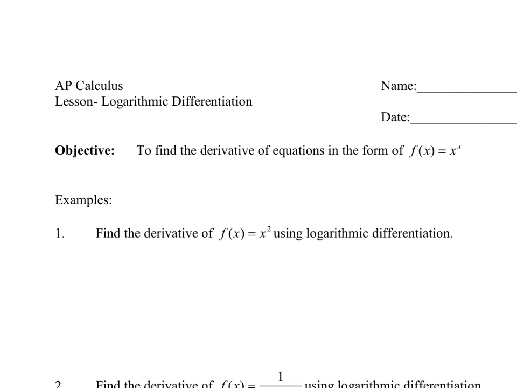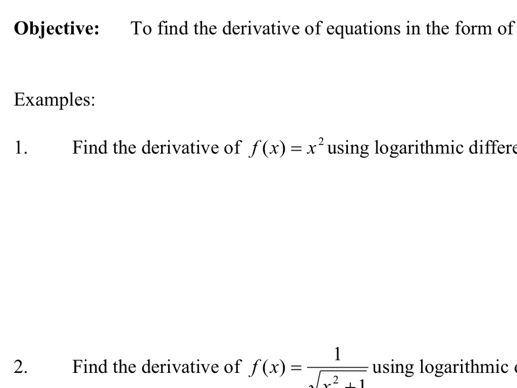All right, so we have f of x equals x squared. You know the derivative of that is 2x, but let's see how that would look using log differentiation. So first I'm going to write it as y equals x squared. All right, then I'm going to take the natural log of both sides of the equation.